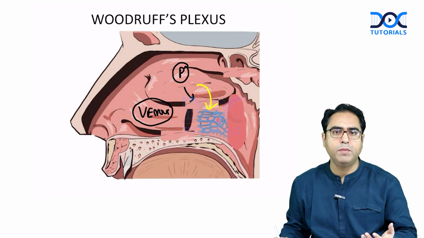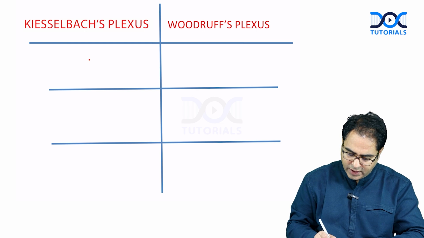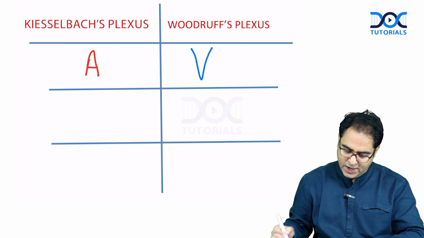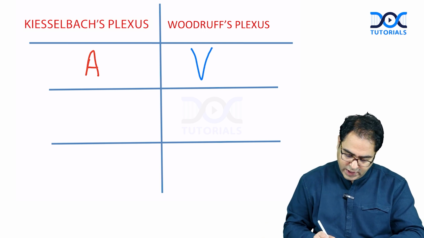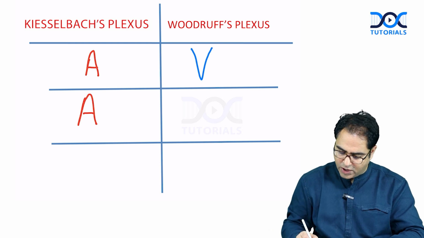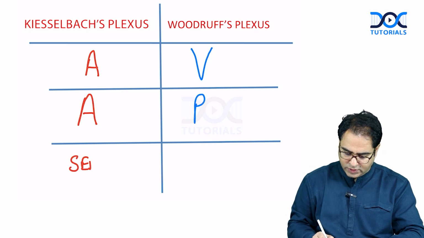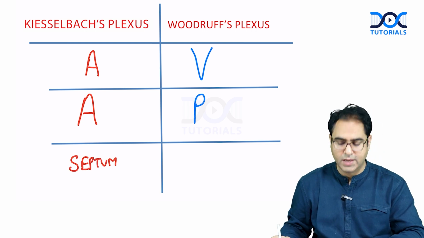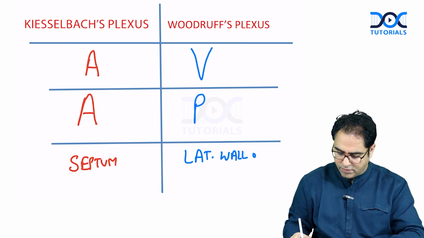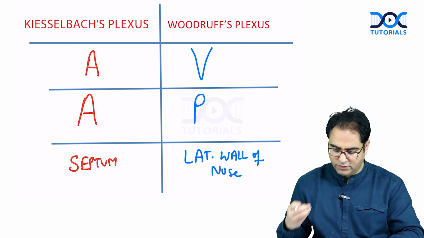It is uncommon site of bleeding, but you should know how to differentiate Kisselbach from Woodruff. First of all, Kisselbach is arterial plexus and the Woodruff is venous. Okay, number 2, Kisselbach is in the anterior part of the nose and Woodruff is in the posterior part of the nasal cavity. Okay. Third is Kisselbach is on the septum, on the antero-inferior part of the septum, and the Woodruff plexus is on the lateral wall of nose, just above the inferior turbinate. Just above the inferior turbinate is the Woodruff plexus.